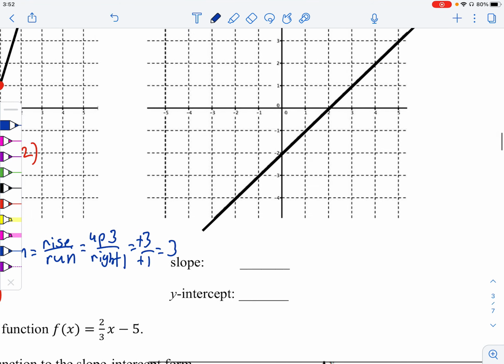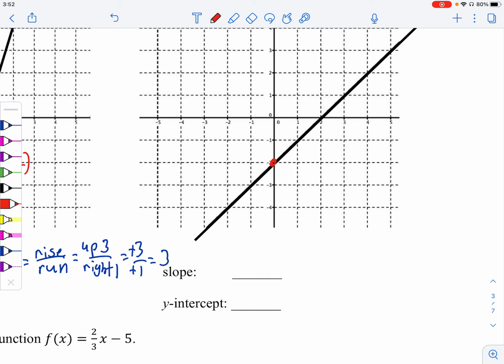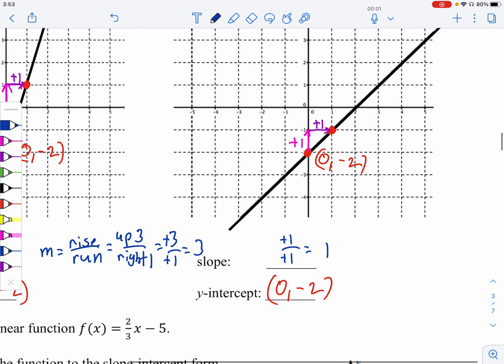Second one, same thing. We started at the y-intercept right here. This was -2, so this is (0, -2). Our slope, we go till we hit a point right there, corner. So this went up 1, right 1, plus 1. So our slope, rise over run, is going to be plus 1 over plus 1, which is just 1. So our slope is 1.